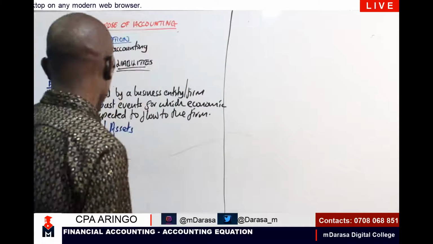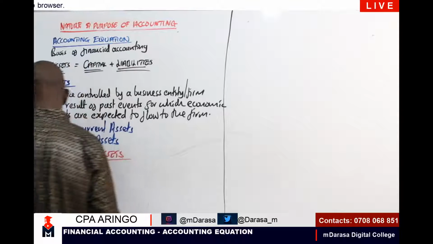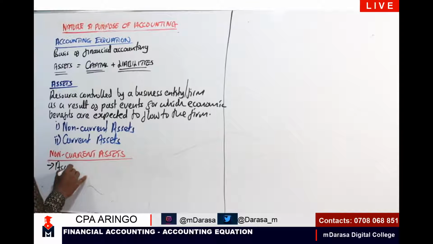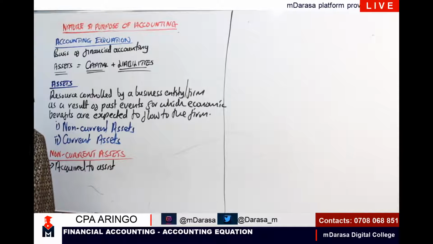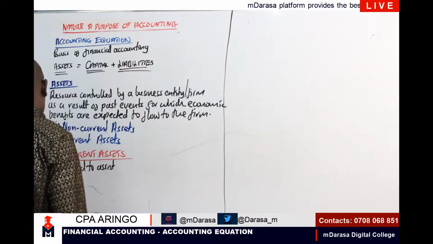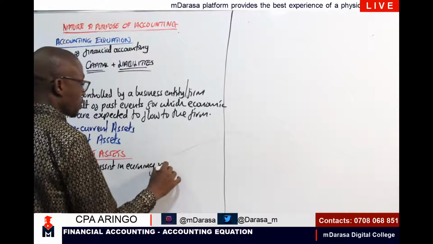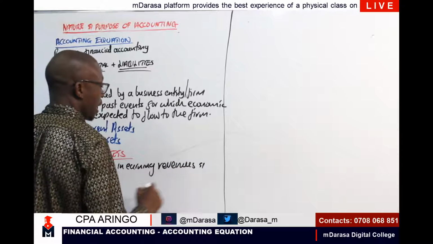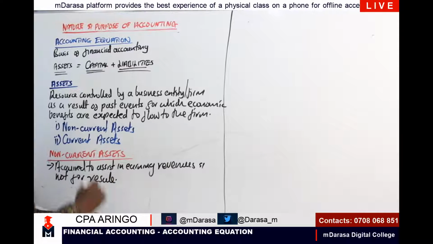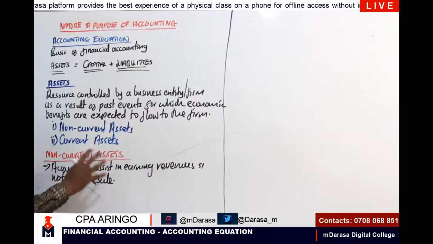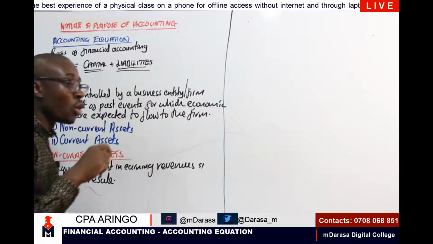So in this case, the first thing you should understand about non-current assets is that they are acquired by the business to assist in earning revenues, and not for resale. So these are assets acquired to assist in earning revenues and not for resale.